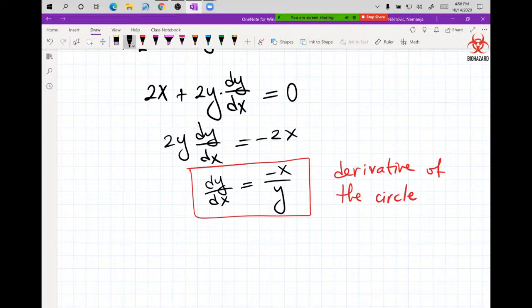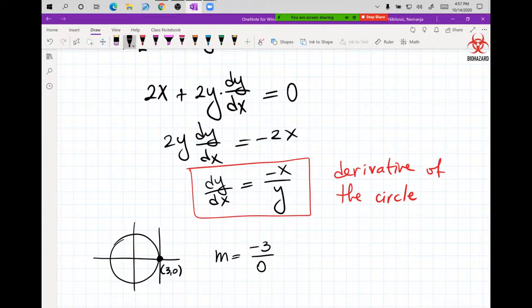So if we carefully look at the circle, this point over here is (3, 0). We are expecting a vertical tangency. We are expecting infinite slope because it's a vertical line. So the slope is negative x divided by y, which is 0. Ooh, right? There is your 3 divided by 0. Slope does not exist. It's infinity, right?